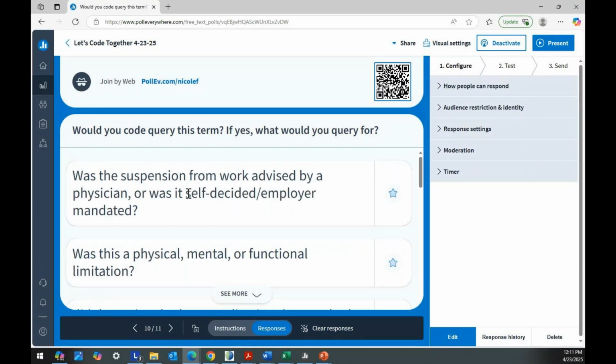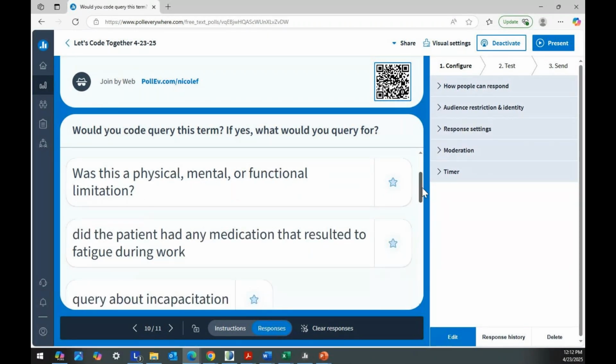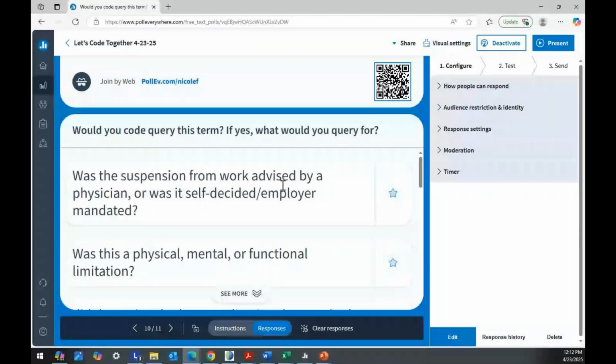So this is great. Okay, was the suspension from work advised by a physician, or was it self-decided, employer mandated? Okay, so they're more interested in why the person wasn't working and would query around that. I'll give my final suggestions later, but that's an interesting one that somebody thought of to keep in mind as well. I'll give a little more time because we spent a little bit of time on this one. All right.